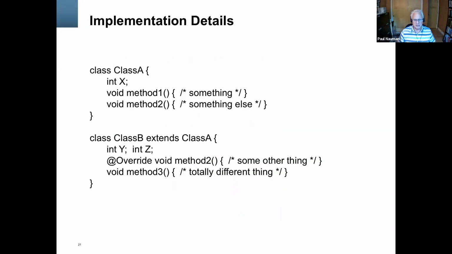So let's see how some of this stuff fits together. Let's take an example where we have a class A, which contains an integer and defines two methods, method 1 and method 2. And then class B is an extension, a subclass of class A, which defines two more integers in its instances, overrides method 2, and adds yet another method, method 3. So we've actually got 3 instance variables in Class B instances. There's 3 instance variables and 3 methods. So how is this actually expressed inside the JVM?